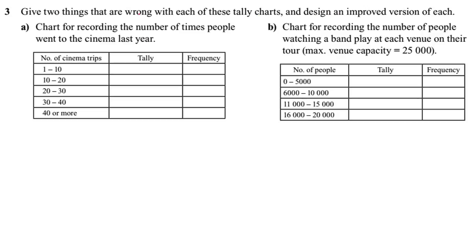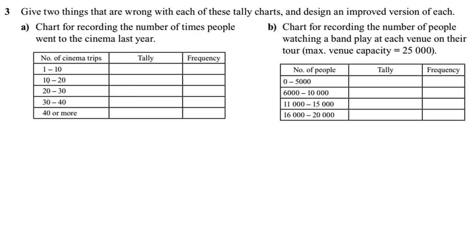So give two things that are wrong with each of these tally charts and design an improved version of each. Chart for recording the number of times people went to the cinema last year. By looking at this straight away, I can see that there's something wrong with this because some people don't go to the cinema. So this should have been 0. Okay, so that should be 0 because if you're saying from 1, those who don't go, where are you going to put them? So that's clearly wrong with that.